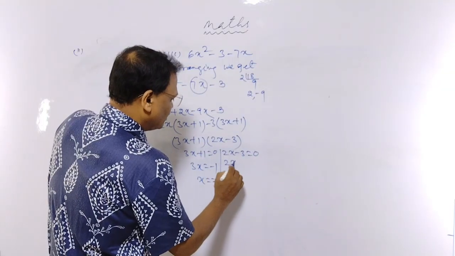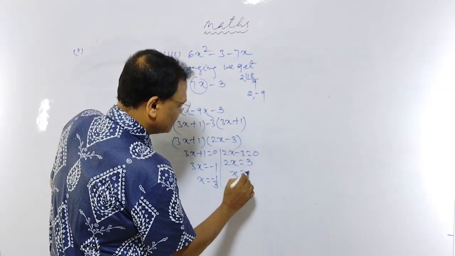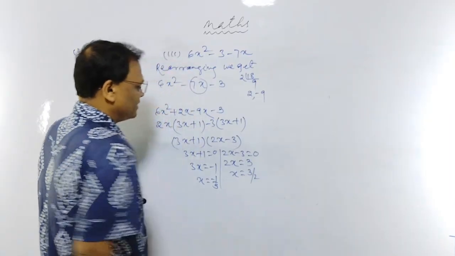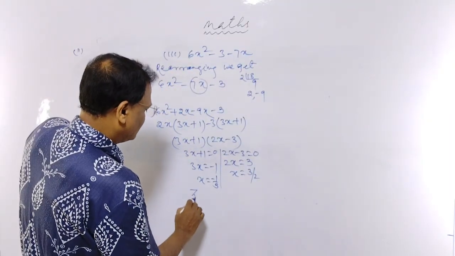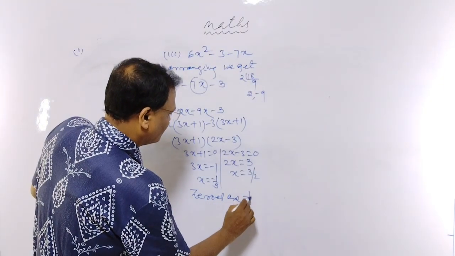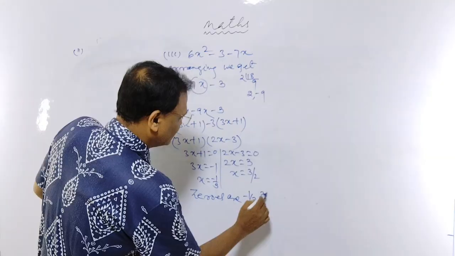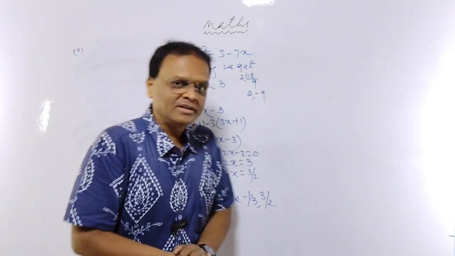Second zero: 2x is equal to minus 3, which becomes plus 3, so x is equal to 3 over 2. So the two zeros I got easily. Therefore, what are my zeros? Zeros are minus 1 by 3 and 3 by 2. I got two zeros. After getting two zeros, what am I going to find?